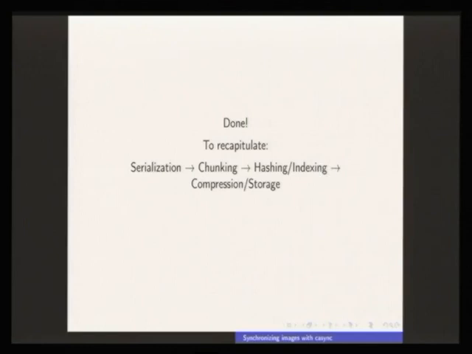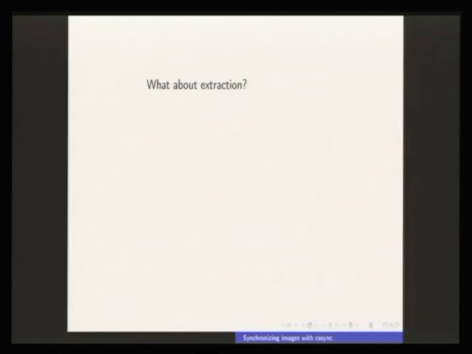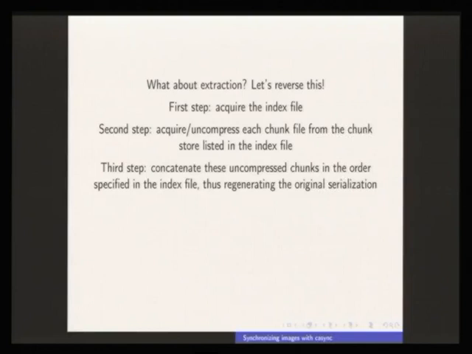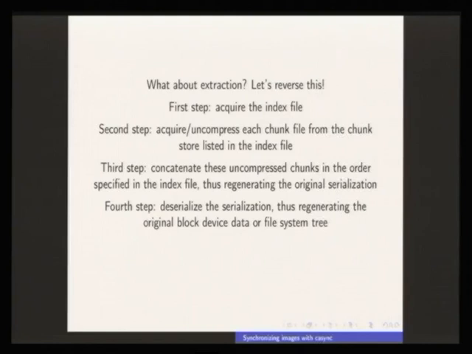Now we wonder about extraction. Ultimately, it's just the reverse of this. We acquire an index file from somewhere. We acquire the chunks listed there, identified by the hashes, from the chunk store. We concatenate them again, turn them into a big serialization again, and we deserialize it again onto a block device or onto a file system tree. And that's all there is to the extraction step. Extraction is the same thing as packing it up, just the other way around.